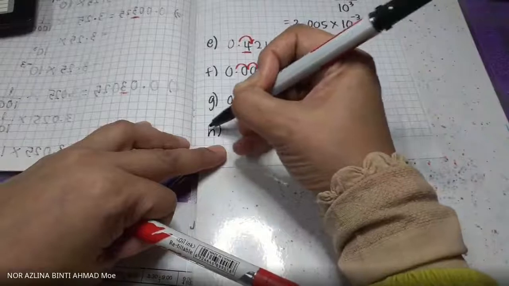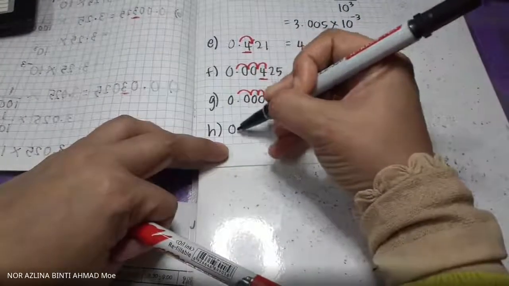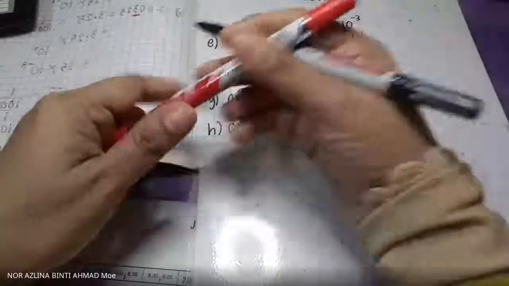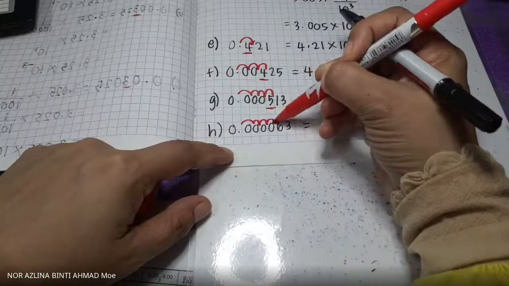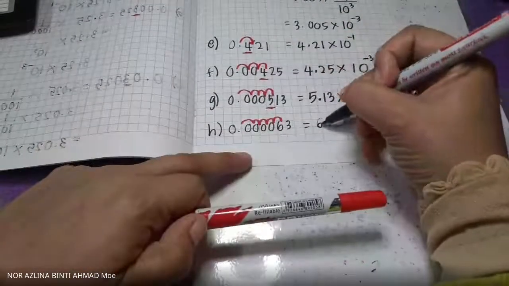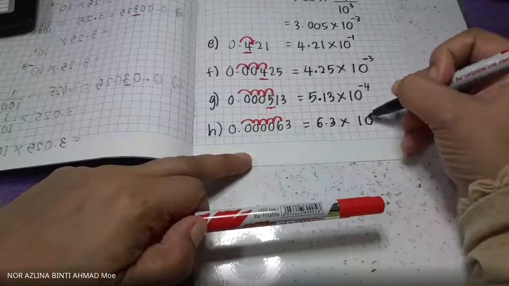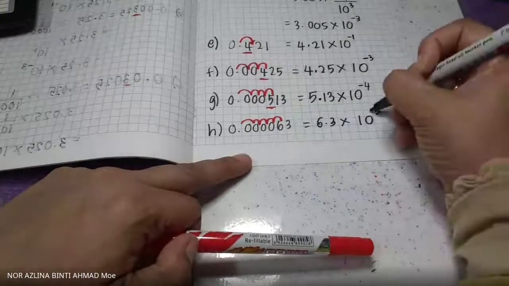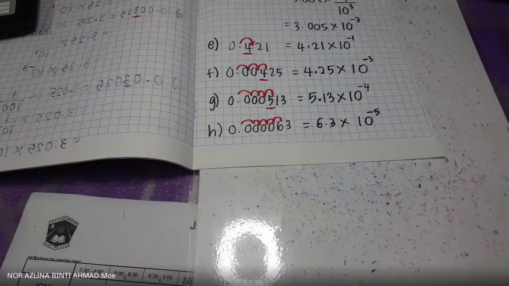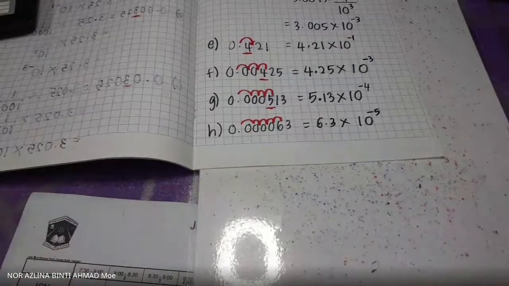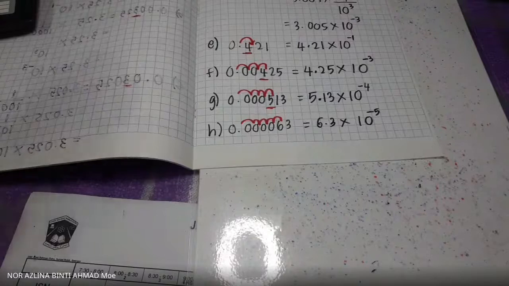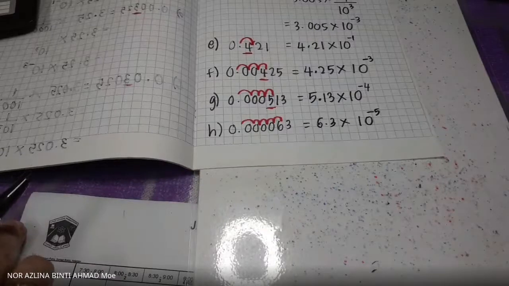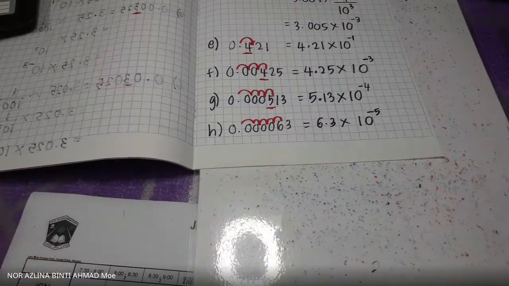Next, H. 0.000063. So 1, 2, 3, 4, 5. So this is 6.3 multiply 10 to the power of 5. Wrong. If you leave your answer like this, it is wrong, because this is from decimal, so must have negative. Okay. So that is example 6. Understand, class? To write standard form from decimal number. Understand, class?